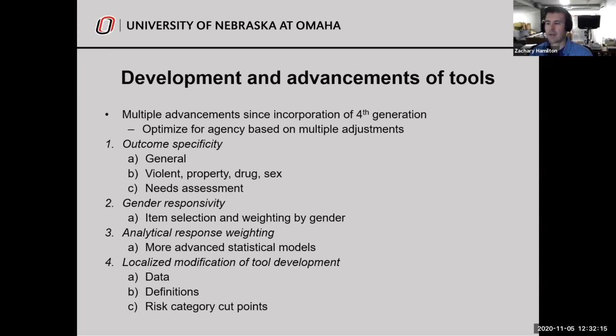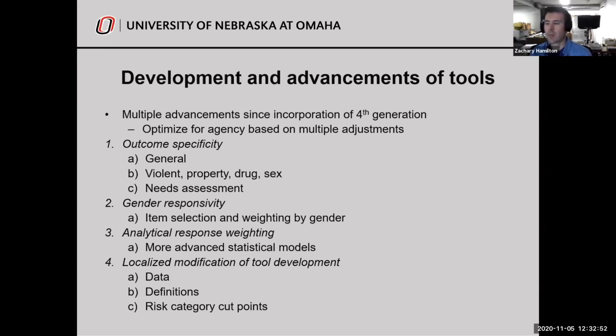And finally, the fourth bullet here is looking at local modifications to the tool development. So 1 through 3 can happen for all of those off-the-shelf tools in that development population, but breaking down how that tool works within the local population is the most important. That means collecting your data locally. That means creating those definitions of recidivism, whether you're looking at a 12-month follow-up or a 24-month or 36-month follow-up, or whether you want to examine any recidivism or specifically tackle felony recidivism.